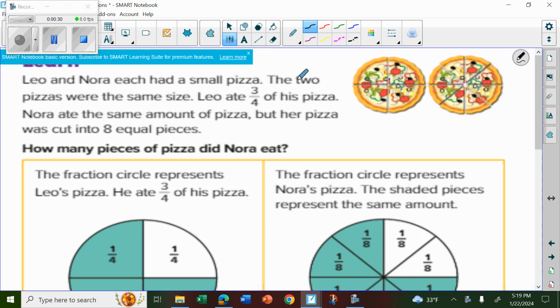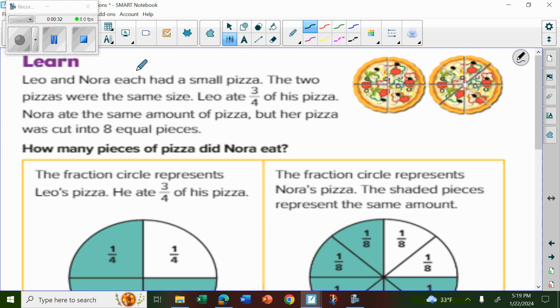It says, Leo and Nora each had a small pizza. The two pizzas were the same size. Leo ate 3/4 of his pizza. Nora ate the same amount of pizza, but her pizza was cut into 8 equal pieces. Now, when we're talking about 8 equal pieces, we're talking about that denominator. Here, it's cut into 4 pieces. This means it's going to be cut into 8 equal pieces.